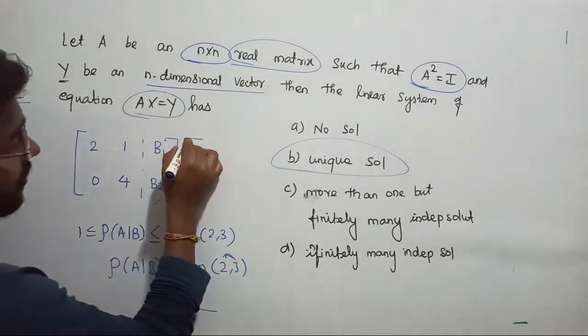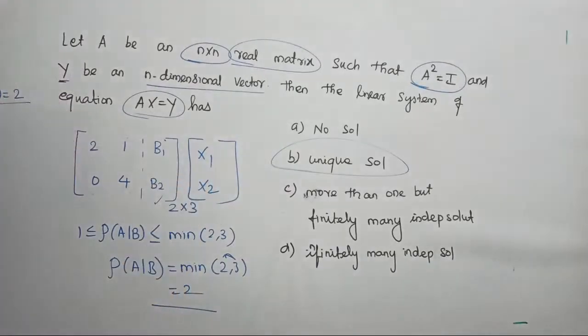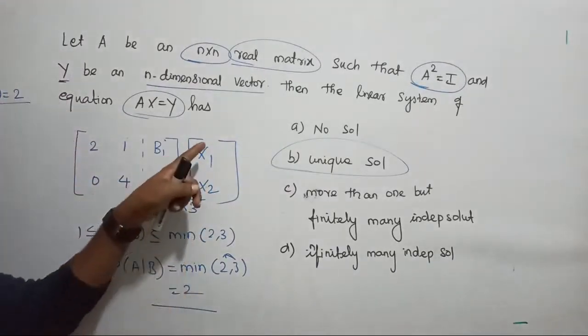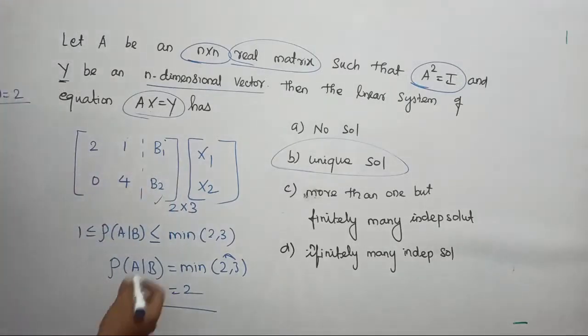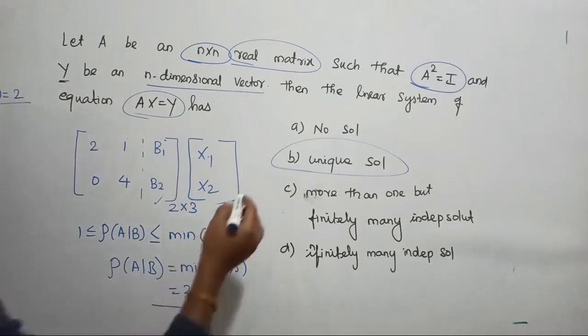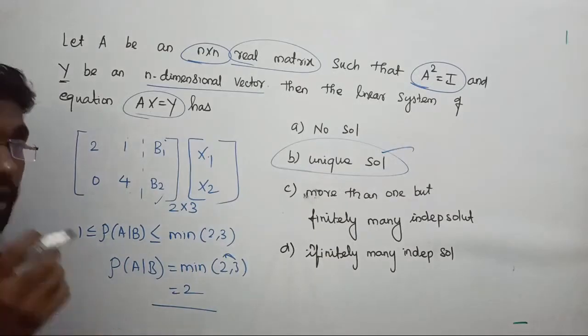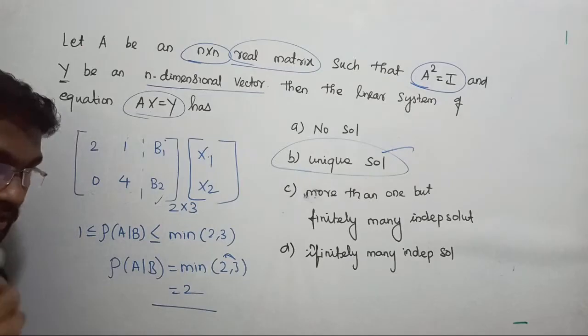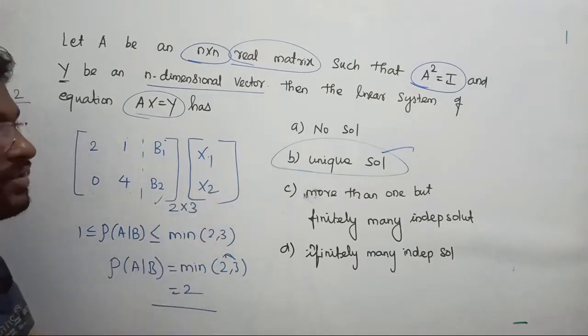How many unknown vectors are there? Unknown vectors only 2, x1, x2, since we are working with the 2 cross 2, right? So I have to keep only 2 unknown vectors. So unknown vectors are 2, rank of A 2, rank of AB 2, all are equal. Then your system will provide unique solution. What is the conclusion? In non-homogeneous system, if matrix A is non-singular, then the answer is what? Your answer is unique solution.